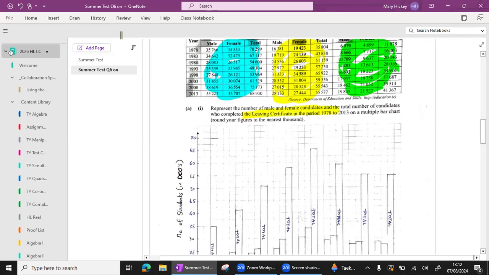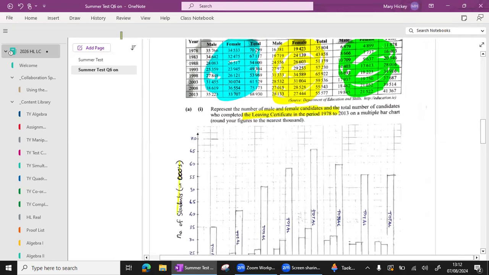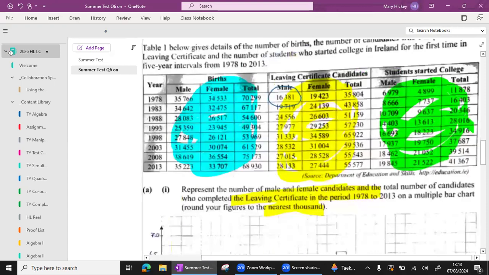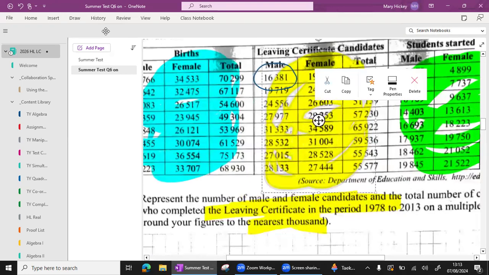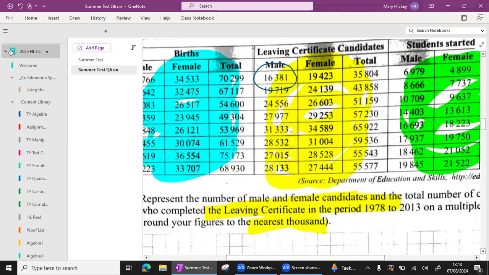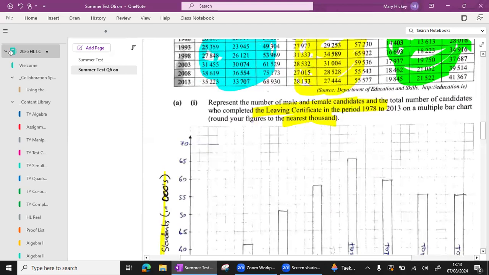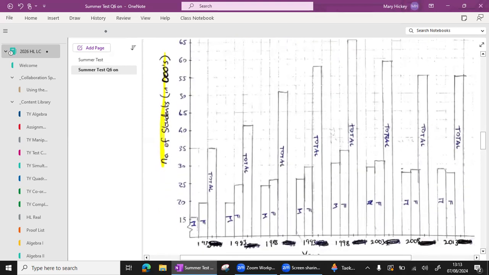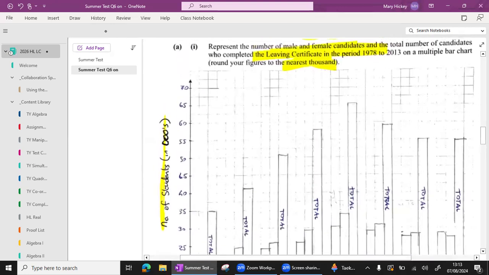Well, let's think about the axes first. Number of students, and I'm going to do it in thousands. And we are told that we can round to the nearest thousand. So, for example, if we go up to the very first figure, males, I'm going to round that to 16,000. Why? Because when I'm rounding, 16,381 is closer to 16,000 than it is to 17,000. So that's what I did there. I rounded it to 16,000, and it's, again, not amazing, but you can see the way I have 16 there. So to the best of my ability, it's not going to be perfect.